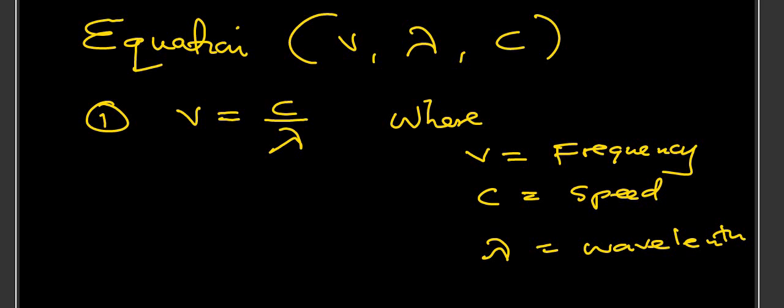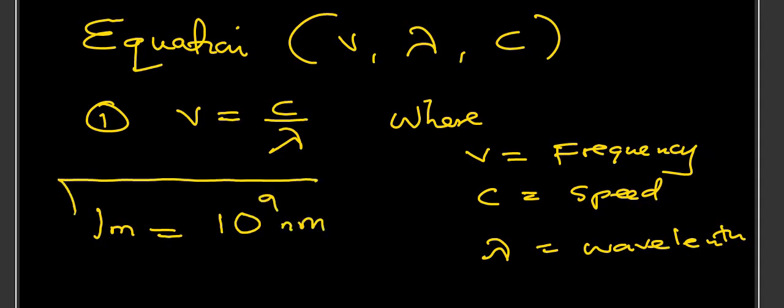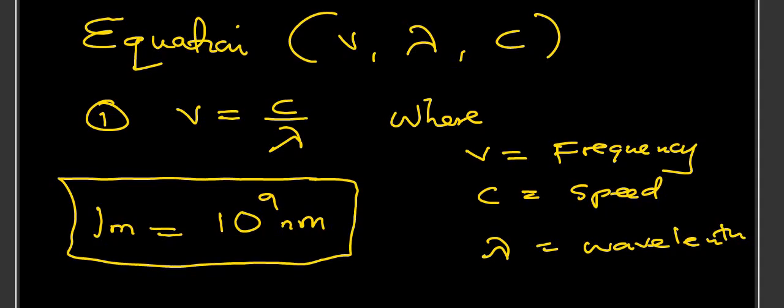And there is a conversion you need to know when it comes to wavelength: 1 meter is always equal to 10 to the power 9 nanometers, in case there's ever a need for you to convert. So let me give you an example.